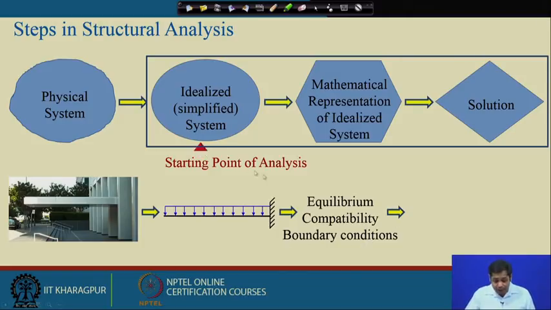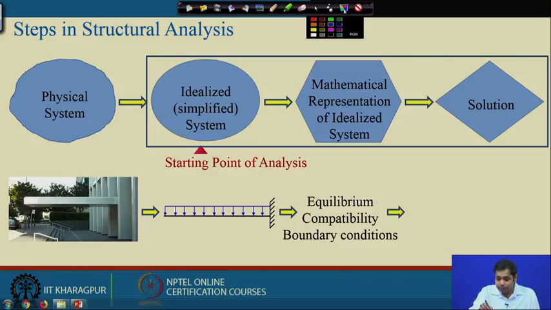Okay. Now if you use this, what is the equilibrium equation? This equilibrium equation says that the internal forces and external forces should balance each other, right. What are the compatibility boundary conditions here?